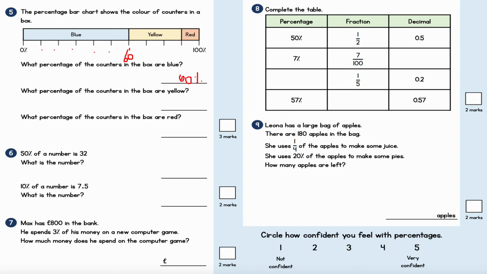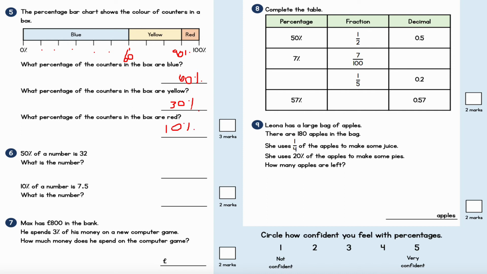What percentage of the counters in the box are yellow? Well, that goes to 90. If I do 90% take away 60%, that will tell me how much this is in total. So the answer I get is 30%. Next question. What percentage of the counters in the box are red? Well, 100% take away 90% is 10%. So hopefully it's making sense so far.